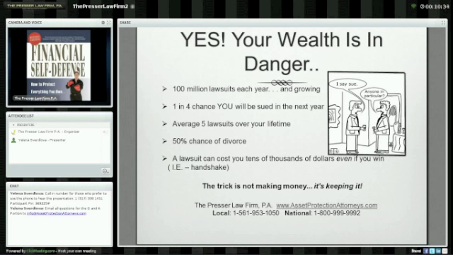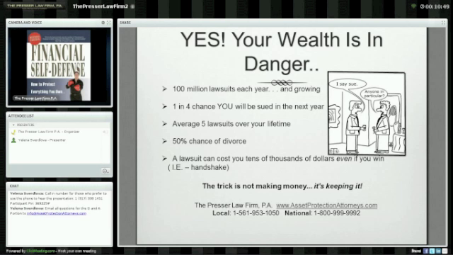The average person and business is sued 5 times over their lifetime. So if you have a person, the average is that he will be sued 5 times over their lifetime. And if you have an S Corp, it's really 10 times: 5 times for the individual, 5 times for the S Corp.